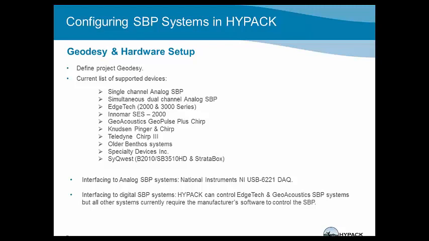If you're interfacing to an analog sub-bottom profiling system, HYPACK recommends that you use the National Instruments NI USB 6221 digital acquisition card. We do support other National Instruments digital acquisition cards, but if you're going to do triggering internally in HYPACK, it's important that these cards support an analog output with sufficient buffering.